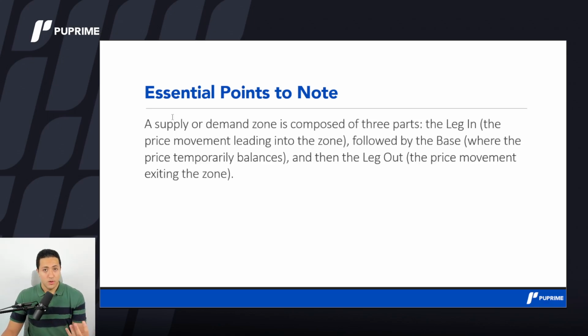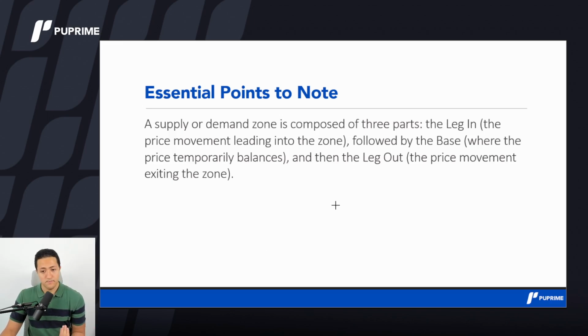Rule number one: a supply or demand zone is composed of three parts. The leg in, which is the price movement leading into the zone, followed by the base, where the price temporarily balances, and then the leg out, which is the price movement exiting the zone. Think of this like an upward move, balance, another upward move. So this is the leg in, this is the balance or the base, and this is the leg out. We will repeat this during the webinar again and again, so just stick with me and by the end of the webinar, you will have memorized this by heart.